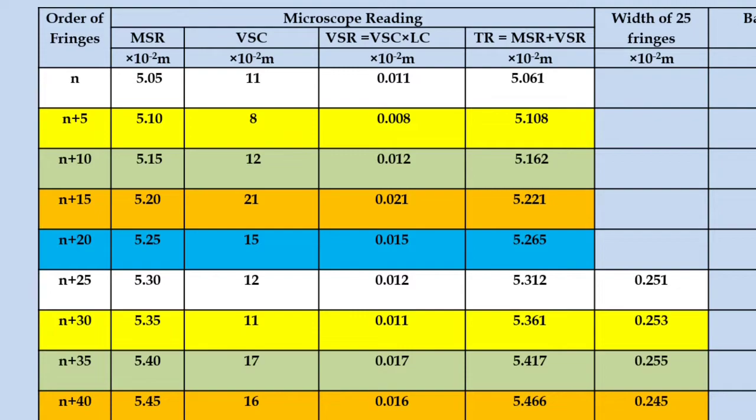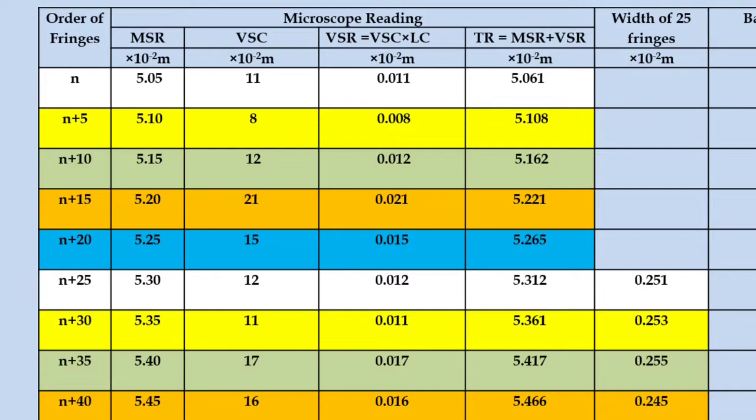Look at the color of the fringes. Since I have taken the width for 25 fringes, I have highlighted the nth and n plus 25th fringes in white color. That means we have to subtract the nth fringe from the n plus 25th fringe. That is 5.312 minus 5.061, which gives us 0.251.